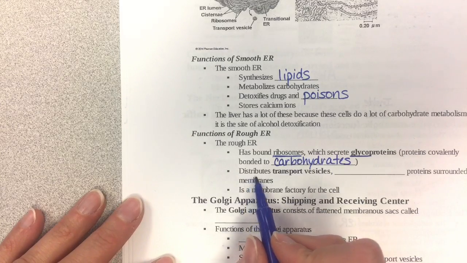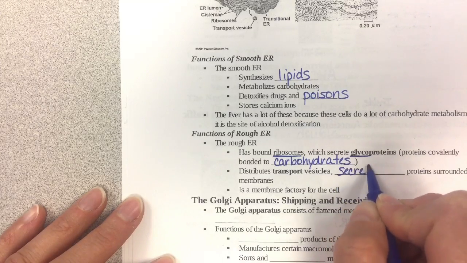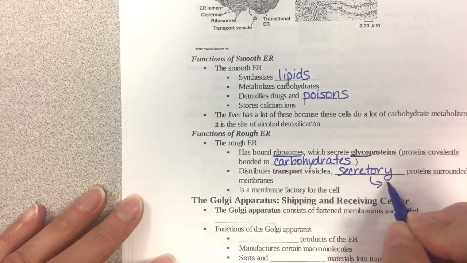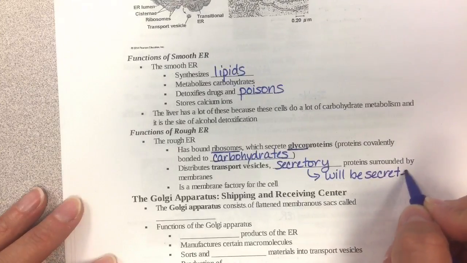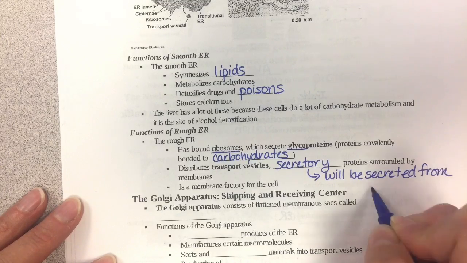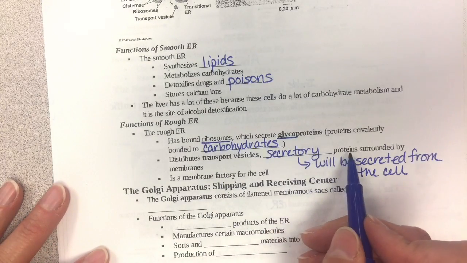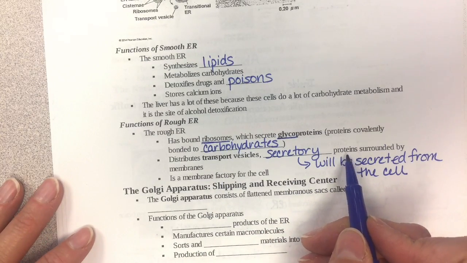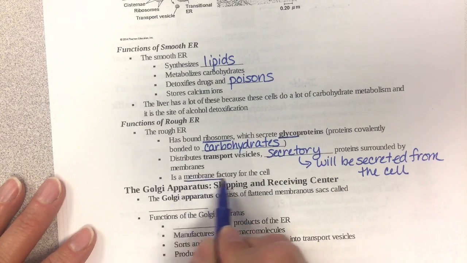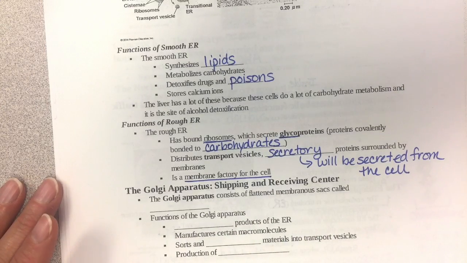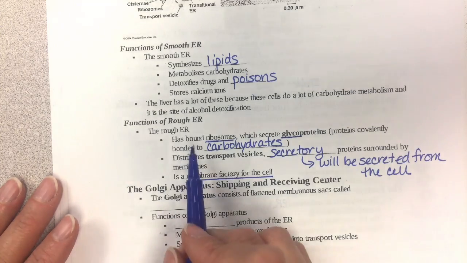And then they distribute what are called transport vesicles, and these secretory proteins, this means they will be secreted from the cell. What does secreted from the cell mean? They leave the cell. So the transport vesicles contain these secretory proteins surrounded by membranes, and it also helps to make membrane for the cell. That'll make more sense as we go along and do some drawings. So it's a site of protein synthesis.